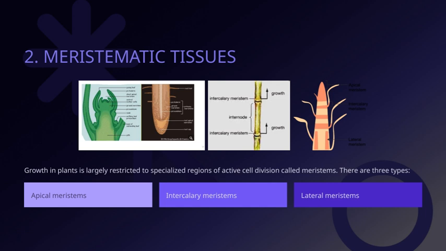Finally, we have the apical meristems, located at the tips of roots and shoots. These are the primary sites for growth in length, enabling plants to extend upward and downward. Overall, these specialized regions of active cell division, meristems, are essential for the plant's development, allowing it to grow in various directions and adapt to its environment.